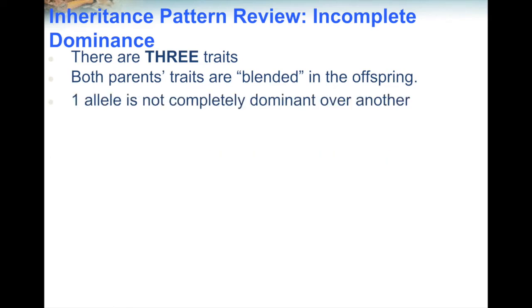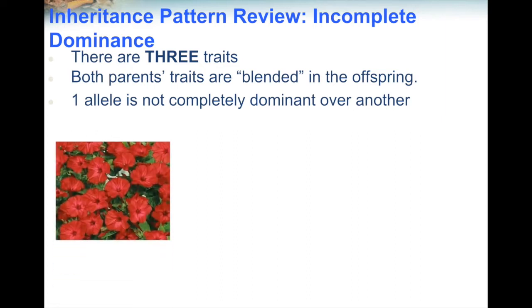Now, another inheritance pattern we've looked at is called incomplete dominance. Now, the difference here is you'll see three traits and they're going to be different from each other. This happens because both of the parents' traits blend in, they mix in the offspring. And this happens because one allele or one trait is not dominant over another. So we're not going to see dominant versus recessive. We're not going to see a capital versus a lowercase. Instead, we're going to make sure all the letters we use in the Punnett square are capitalized letters, but we're going to use different letters for each trait.